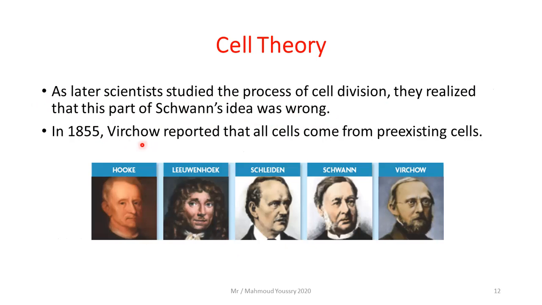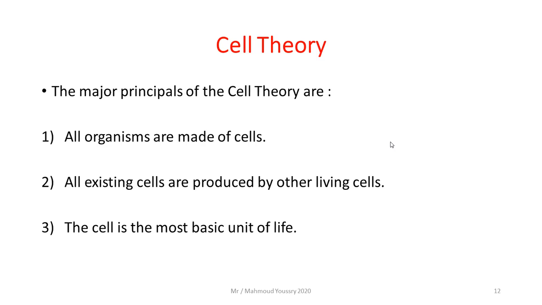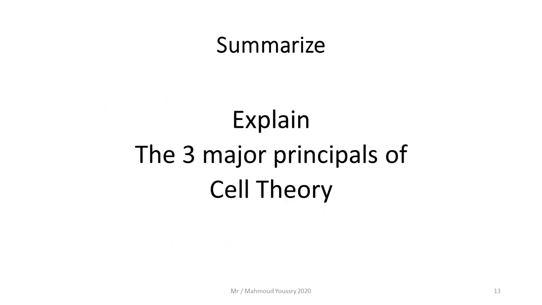Then in 1855, a scientist named Virchow reported that all cells come from pre-existing cells. Then they concluded the three main principles of the cell theory, which are: number one, all organisms are made of cells. Number two, all existing cells are produced by other living cells. Then, number three, the cell is the most basic unit of life. And this is the important part. These three lines resemble the cell theory.